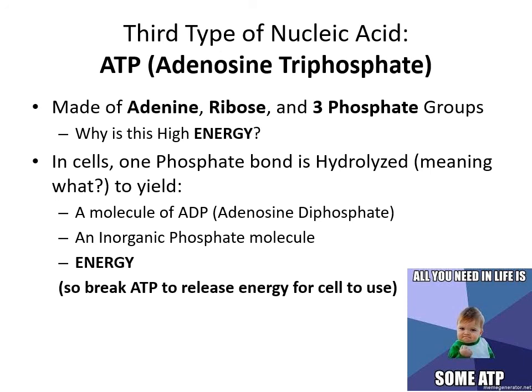So when you see one phosphate bond is hydrolyzed, it means that one of those 3 phosphate bonds is broken, and that releases high energy, okay? And so when we say ATP is an energy molecule, keep in mind it is because cells can break or hydrolyze that 3rd phosphate bond and release energy. Okay, and then the cell gets to use that.